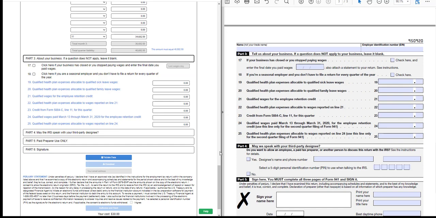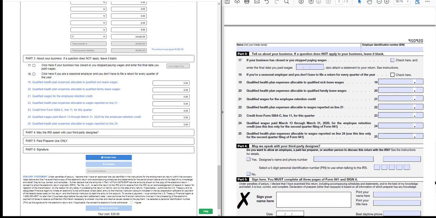Line 18. Use line 18 to notify the IRS you're a seasonal filer. That is, if you hire people seasonally, you only need to complete Form 941 for the quarters they worked, full or part-time. To tell the IRS you won't file a return each quarter, you will need to check line 18 every quarter you do file. In this example, we'll assume there are no seasonal employees.